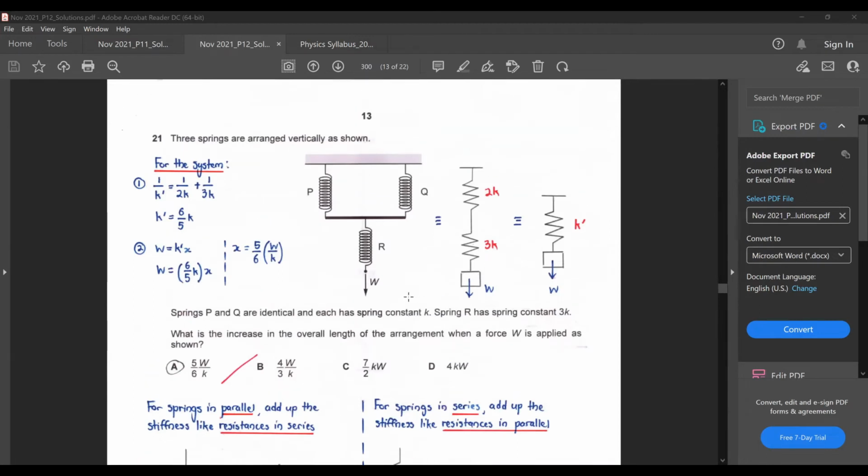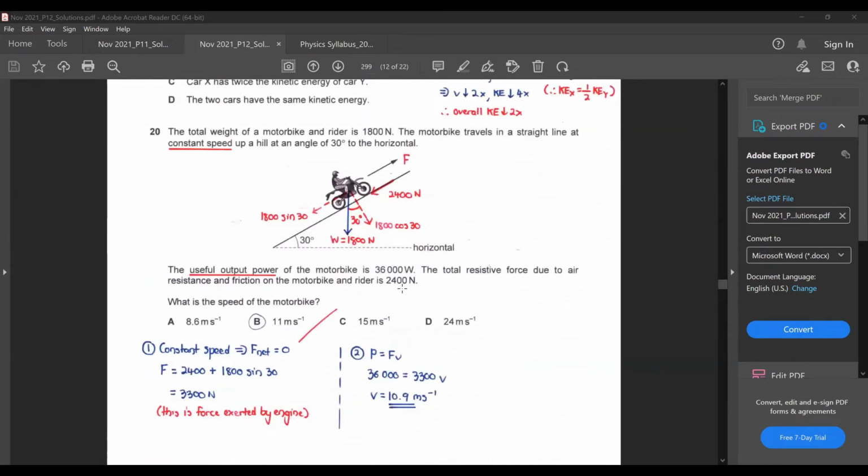The next one should be on the topic of deformation of solids. Okay, now let's look at question number 20. Total weight of a motorbike and rider is 1,800 Newton. The motorbike travels in a straight line at constant speed up a hill at an angle of 30 degrees to the horizontal. The useful output power of the motorbike is 36,000 watts. The total resistive force due to air resistance and friction on the motorbike and rider is 2,400 newtons. What is the speed of the bike?